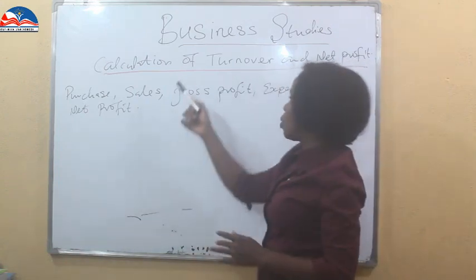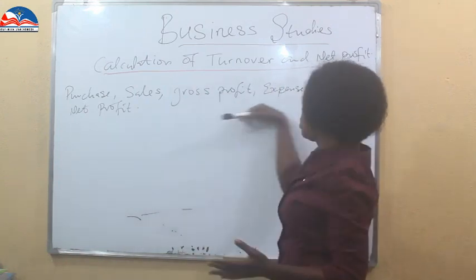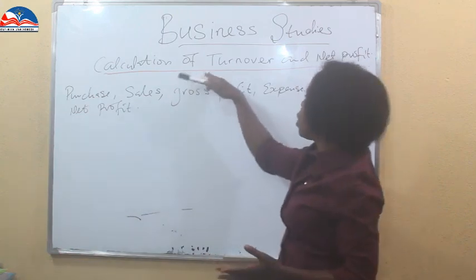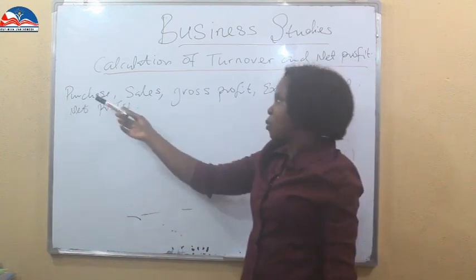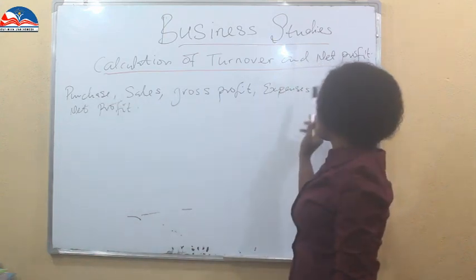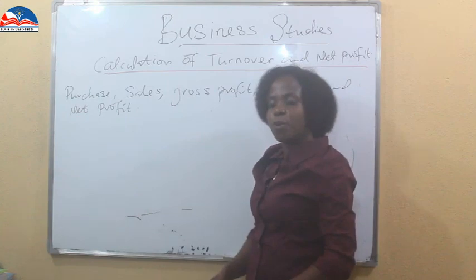But I cannot go into this without telling you what all this means, because that will help us to derive our turnover and our net profits. We'll talk about purchase, we'll talk about sales, gross profit, expenses, and then we'll talk about net profits.